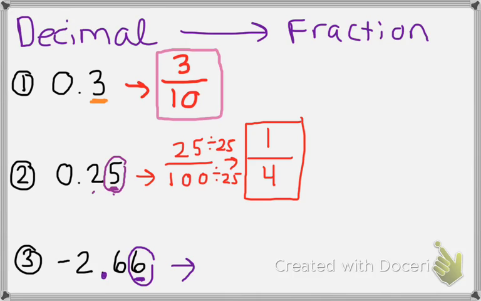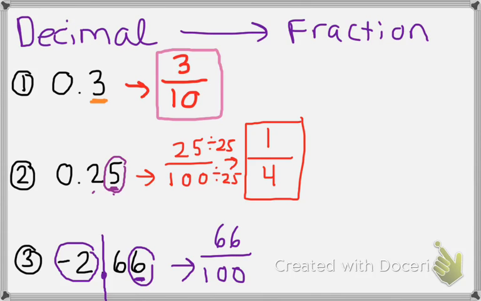So again, we're only dealing with the numbers that are to the right of the decimal point, because negative 2 is going to be our whole number, and that whole number is going to go in place of the fraction, because remember, we're turning the decimal into a fraction. So back to this, 6 is in the hundredths place. So we're going to write 66 over 100.